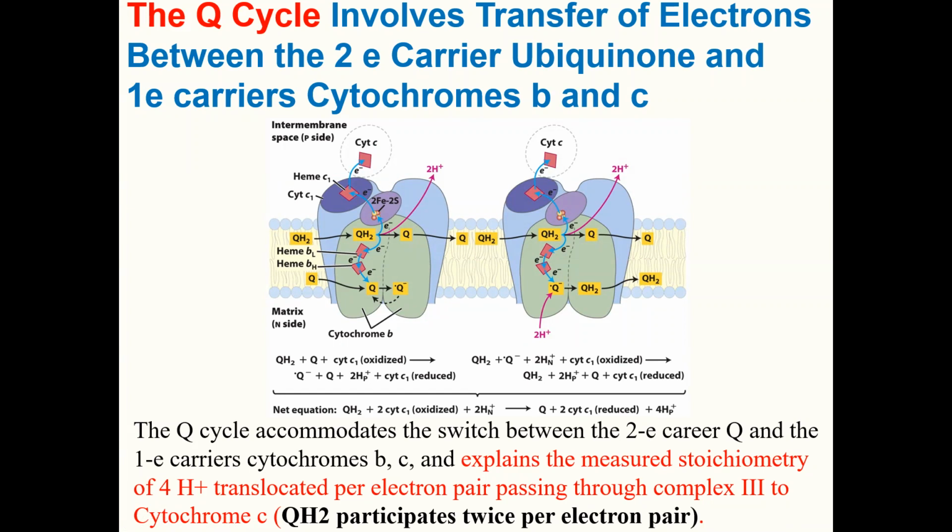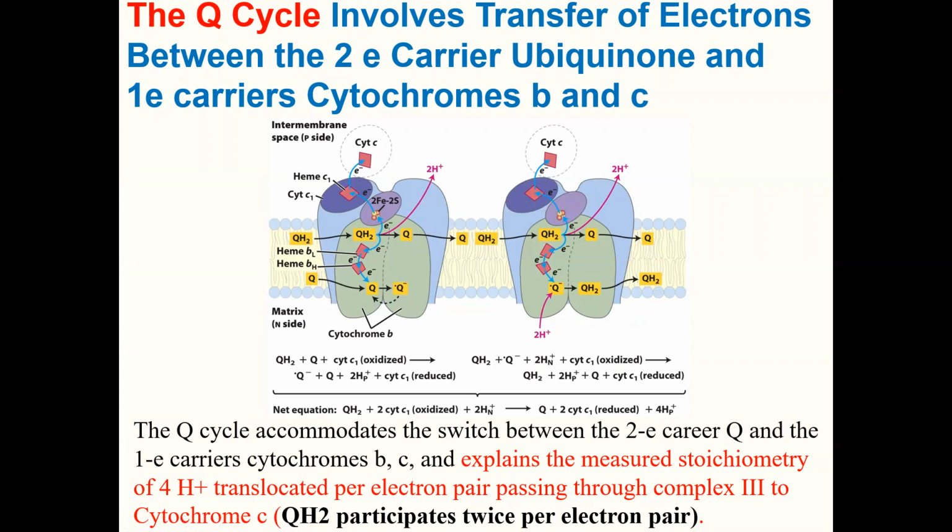So if you look here, let's go on the left hand side. You start out from the top left, you see QH2. In the green, you can see that that's the cytochrome B, cytochrome B having 2 heme centers, BL and BH, shown here in the pink. Pay attention to that.